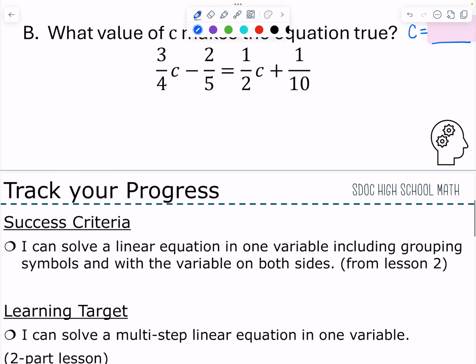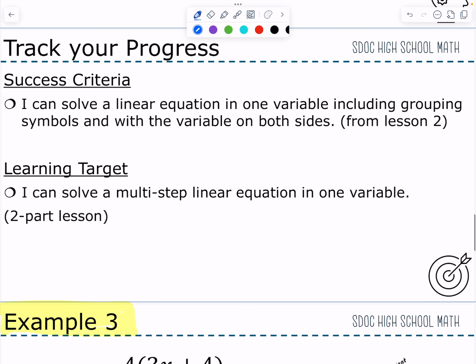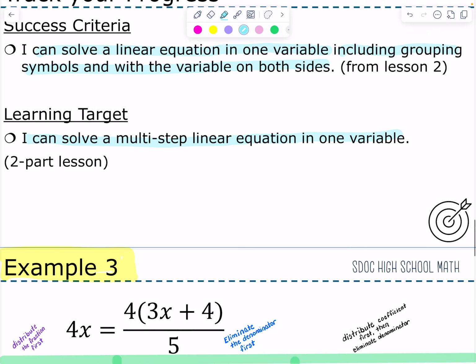All right, now if I'm looking at tracking our progress, where should we be at this point? We should be able to solve a linear equation with one variable, including grouping, which is distribution, and a variable on both sides. We should also be able to solve a multi-step linear equation with one variable. If you're having trouble with either of those, please make sure that you talk with me about it. All right, let's go on to example 3.